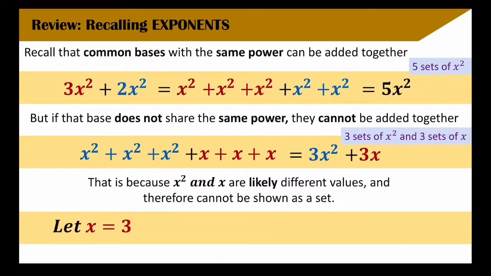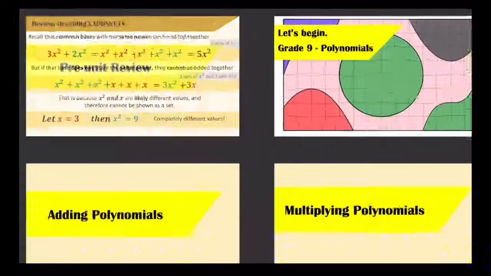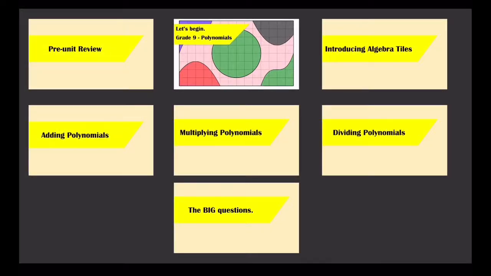So I'm going to show you an example here. Let x equal 3. If x equaled 3, then x squared is going to equal 9. They are completely different values. That's why we cannot put them as a product together. Okay, that ends your pre-unit review.